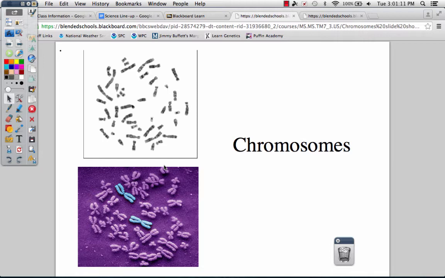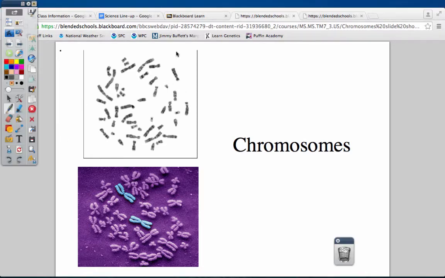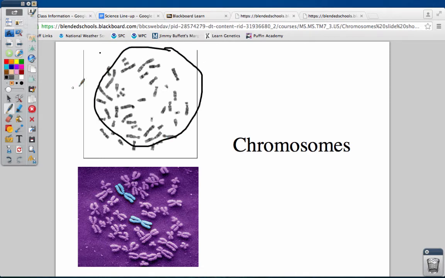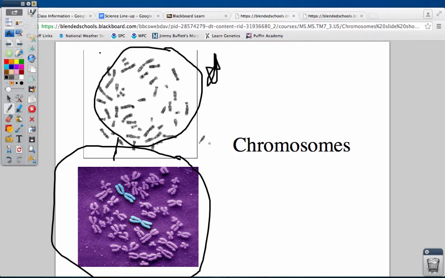But first thing I want to start with is, we already went over this in class, but we're just going to go back to it. Chromosomes. We're looking at these pictures, and these are definitely chromosomes. We have chromosomes taken with a microscope, and a picture of chromosomes taken with what we call an electron microscope. The difference is that one gives you a flat image, these guys up here, and these guys down here give you that 3D image.